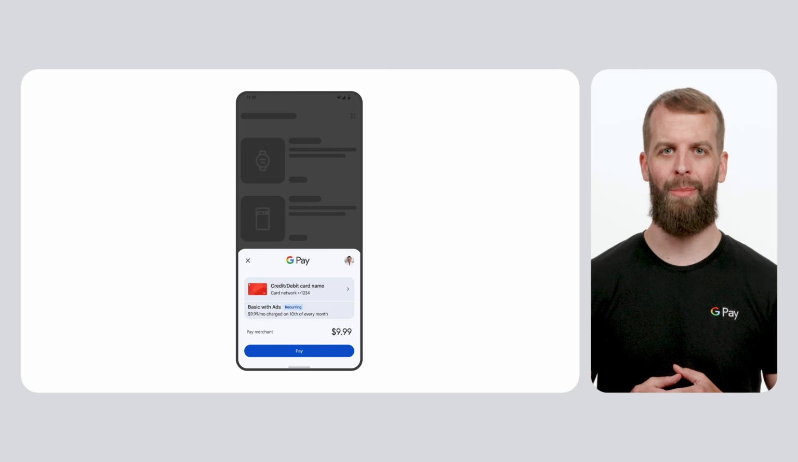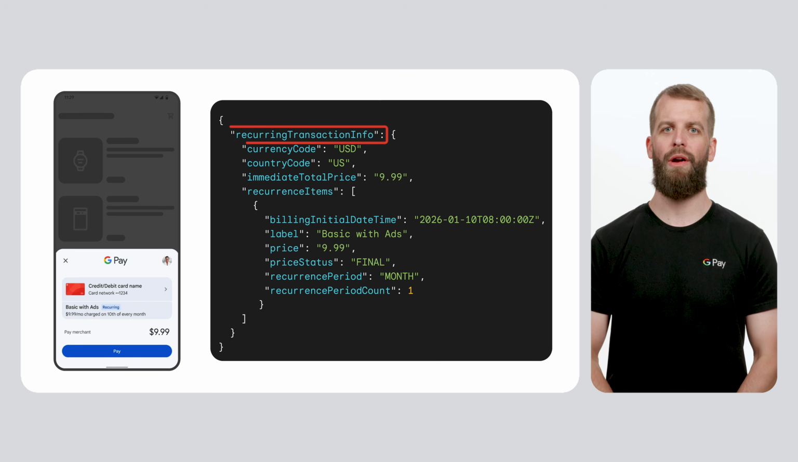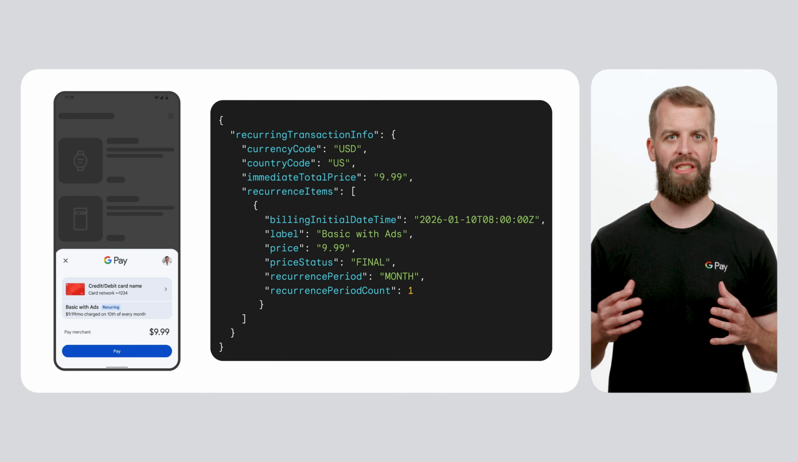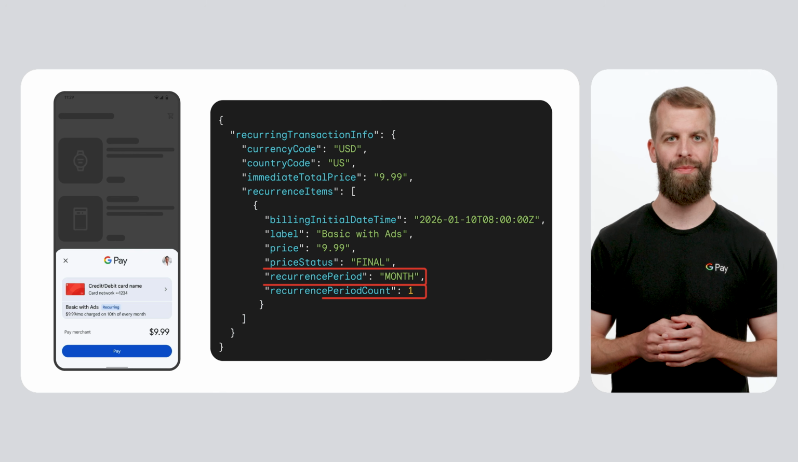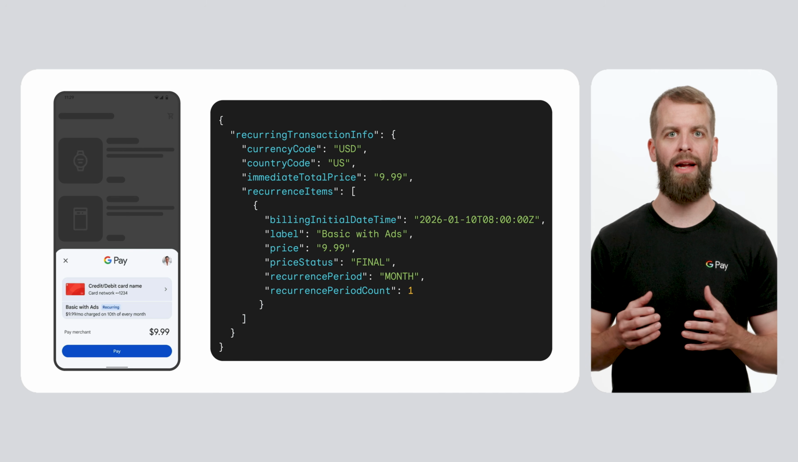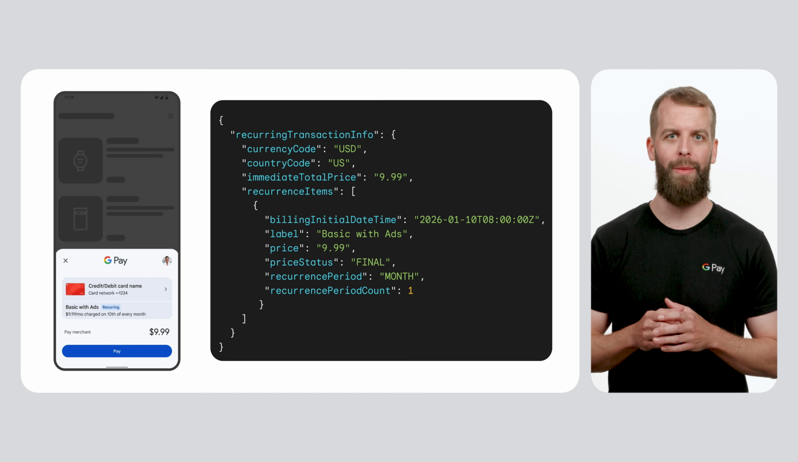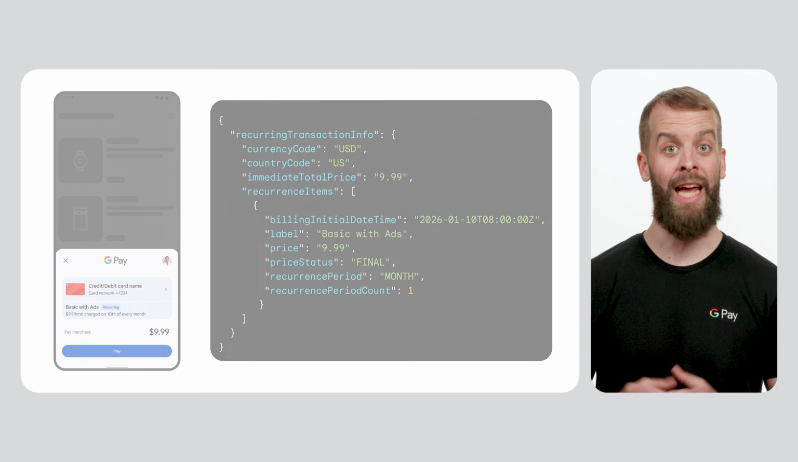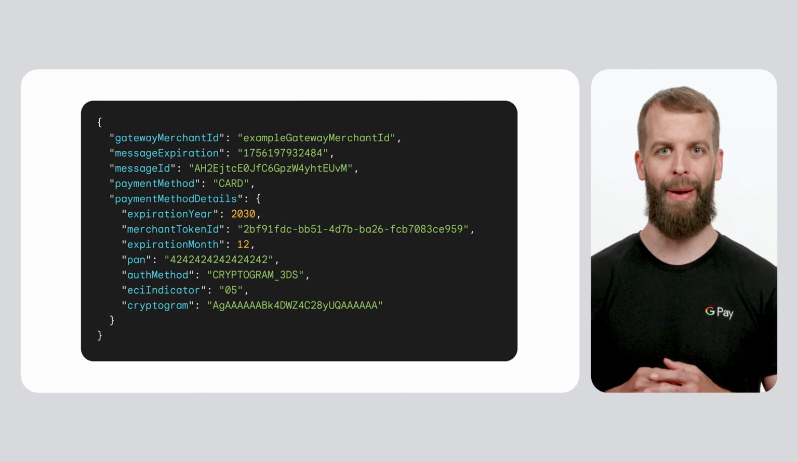Let's say we run an online business where our basic package is $9.99 and the recurrence frequency is once per month. We use the recurring transaction info object and set a recurrence item. Within the recurrence item, we specify the recurrence period and the recurrence period count. Once a month in this case. Finally, we set a label and define the billing initial date and time. And just like that, Google Pay will show a different payment sheet to your users with all the important information for your recurring transaction.